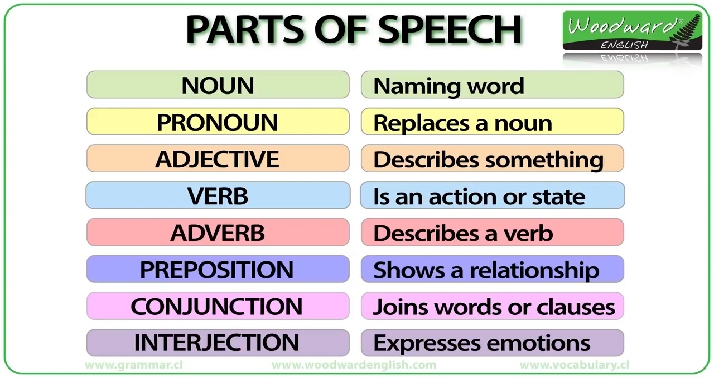A preposition shows a relationship or connection between things. A conjunction is a joining word that connects 2 parts of a sentence. An interjection expresses a strong feeling or emotion. Now, this is just a very general overview of each part of speech, and each class can have more than one use, which we will see in a moment.